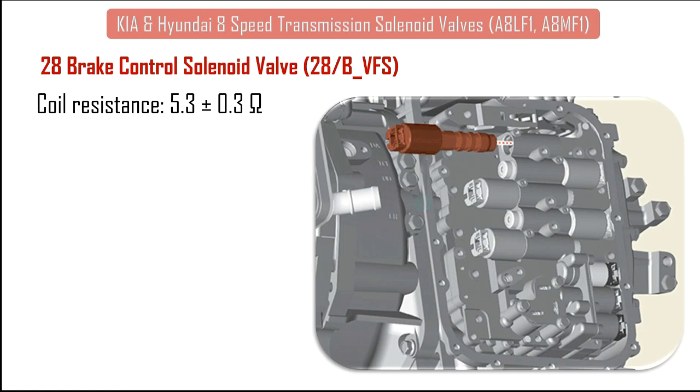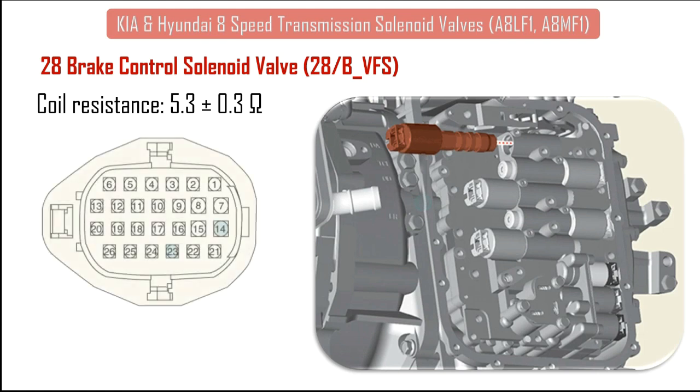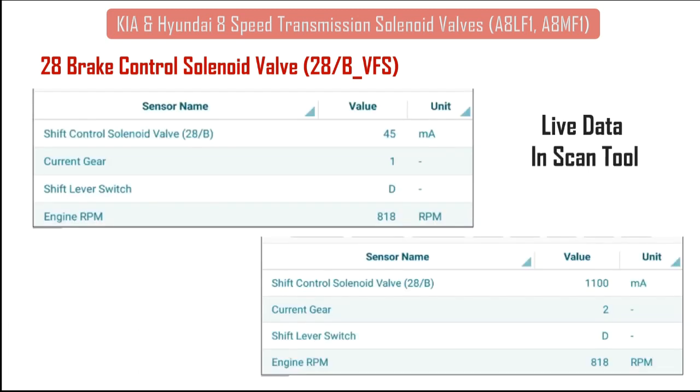And as you see, the pin numbers for this one on this specific card that I'm showing you are pin number 14 and 23. So really easy. You can find this connector, remove the connector and measure the resistance on these two pins to find if the solenoid internal resistance is within the range or not.